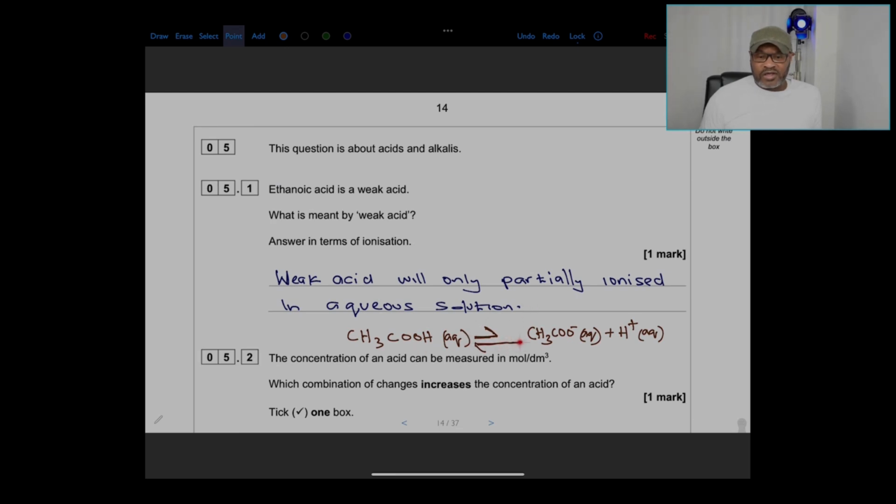That's why the arrow here is longer. It means this will go there and only a small amount will go there. So this is the ionization process here. So you're creating ions, a negative ion and a positive ion, ionized.